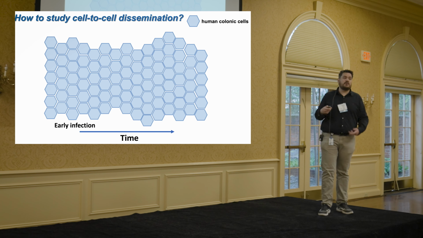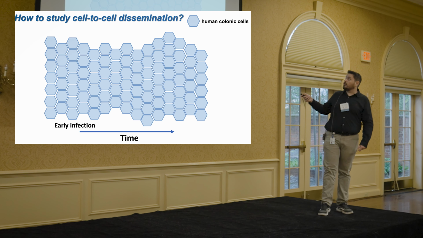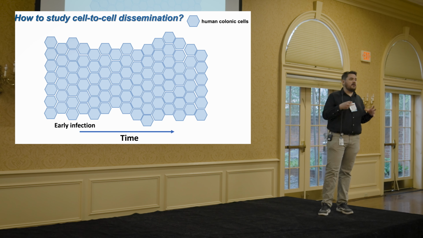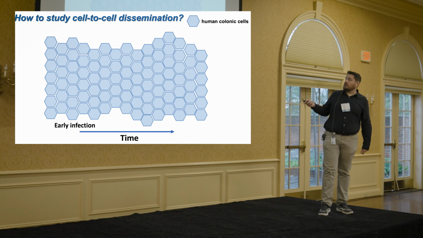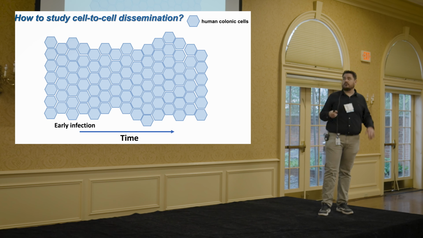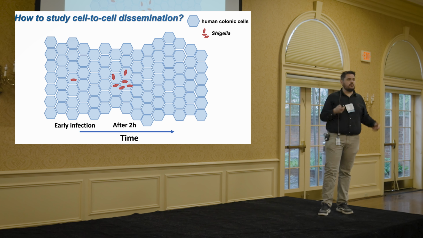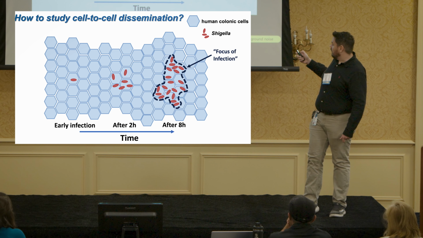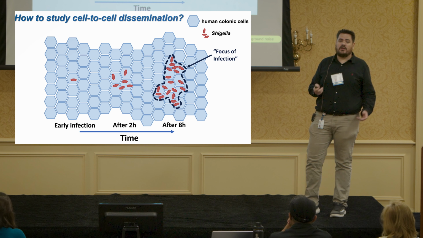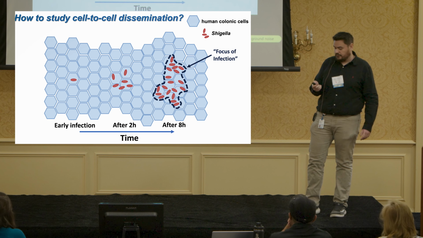So in the lab, we are mimicking this cell layer by growing human colonic cells in a dish, and if we wait long enough, we can generate this layer of cells that we can infect with Shigella, here in red. And over time, the bacterium can divide and disseminate into the adjacent cells, generating an area of infection called a focus of infection, that we can measure and compare according to different conditions.